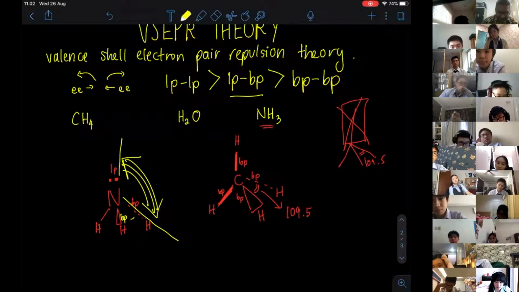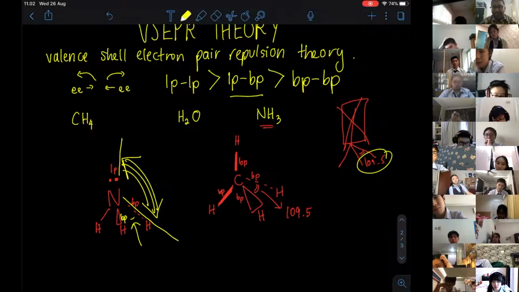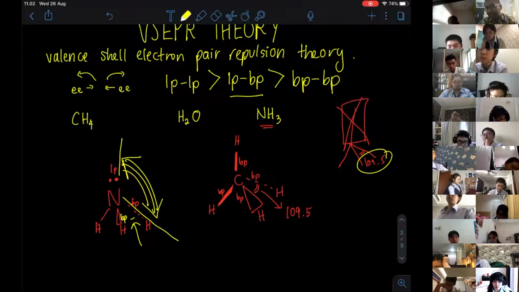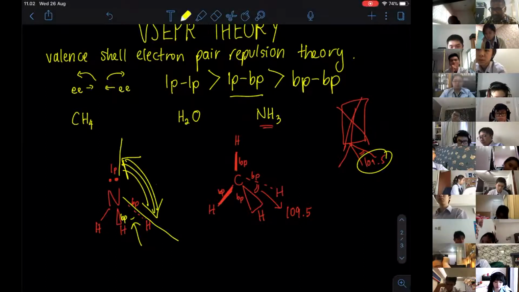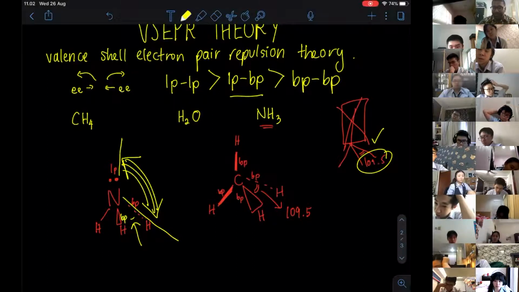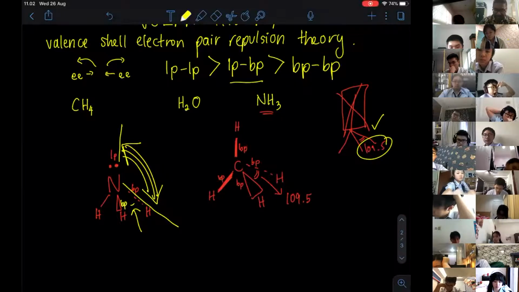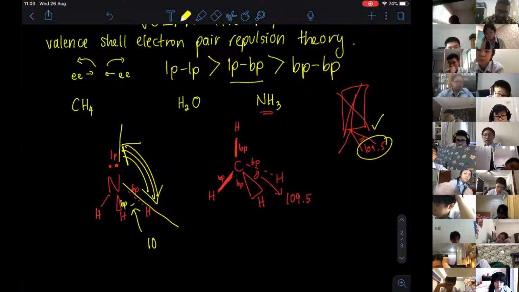So it means this angle is no longer going to be 109.5. It's going to be much smaller than 109.5. Does it make sense? Because the repulsion of the lone pair and bonding pair is greater. Even though it's similar to tetrahedral, with 4 bonding pairs, because of the presence of the lone pair, the angle will become smaller. How small will the angle be? The angle you need to memorize is 107 degrees.